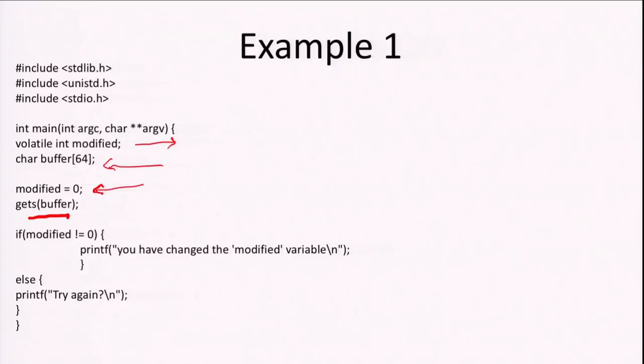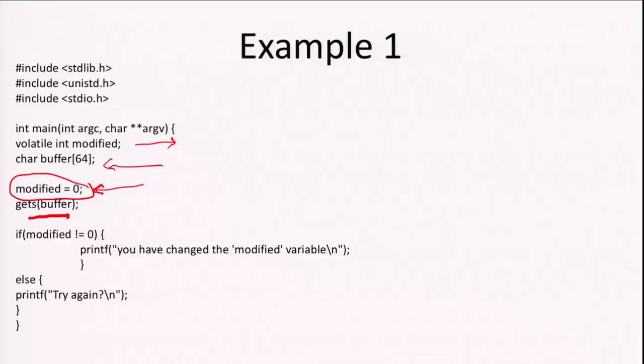As you can see in this program, we only assign modified as 0 in the beginning, and then we did not do anything to modified. So normal logic would say that modified should not have changed, and if it is changed, you would get a message that says that your modified variable has been modified. Otherwise, it prints try again, right?